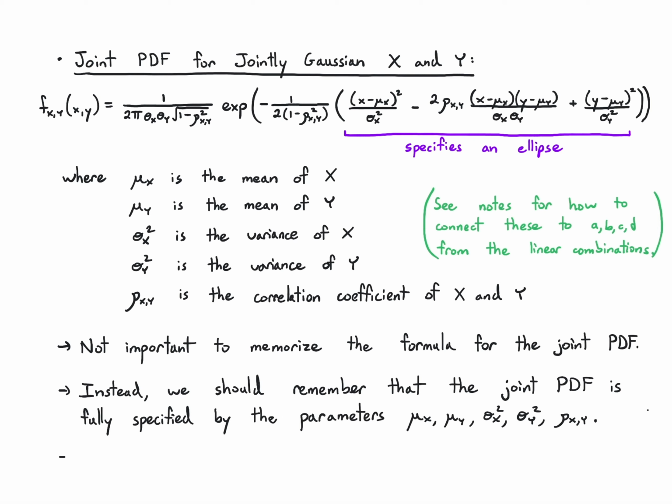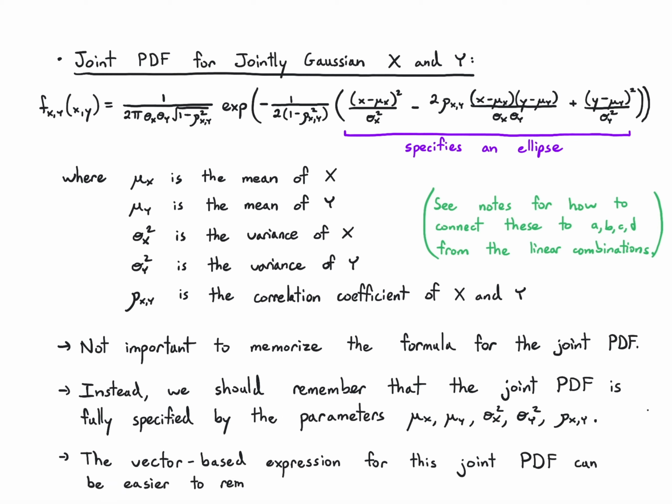I don't need to play with the joint PDF directly. We'll see more of that in a bit. And the vector-based expression for this joint PDF can be a little bit easier to remember, but again, this might be a little bit much at first, and I think it's better to just try to develop intuition for what these things do. But we're going to take a moment and just see what the vector-based expression looks like.